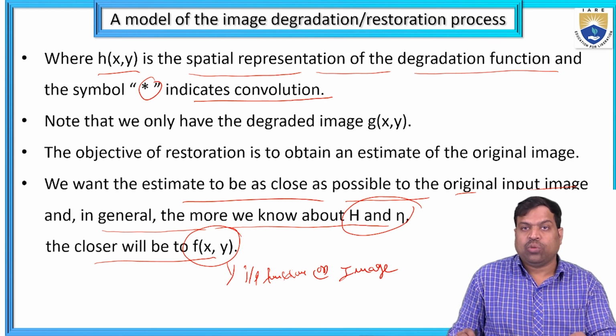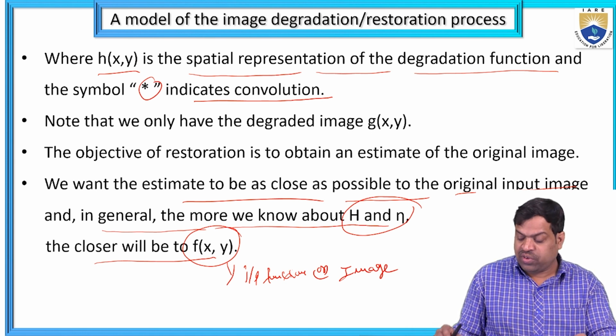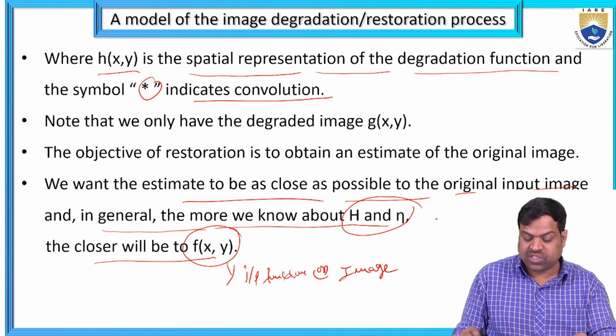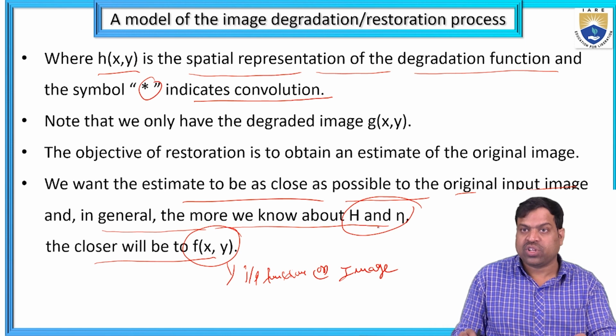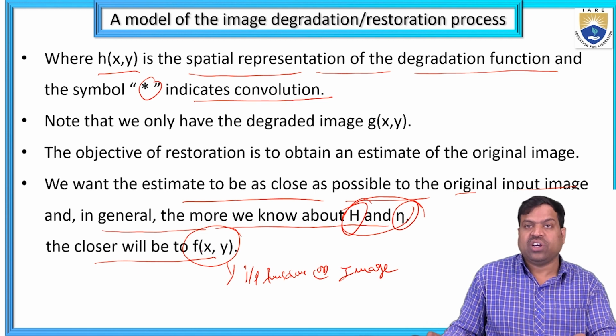So the objective of restoration is to obtain an estimate of the original image, and we have to take the closest possible values of the original image. That is more to know about the h and nu. Nu, we already know, is noise, h is the transformation function, and the input function is f of x comma y.